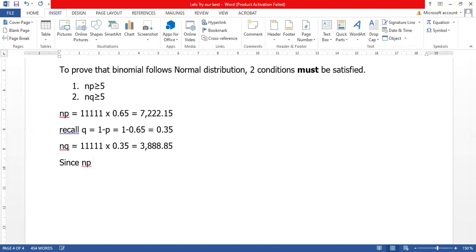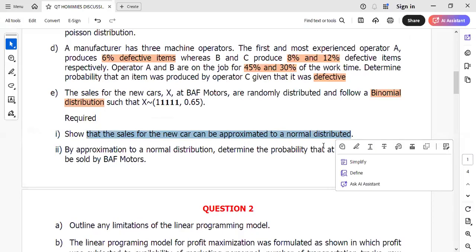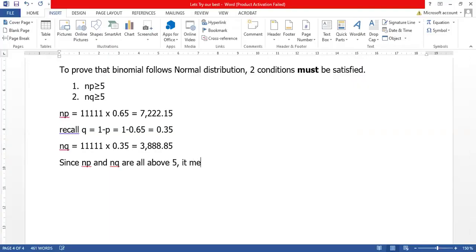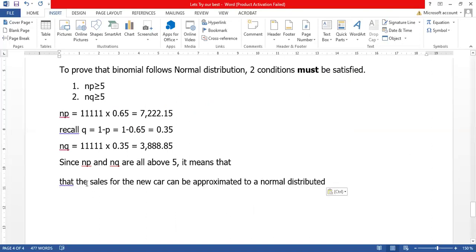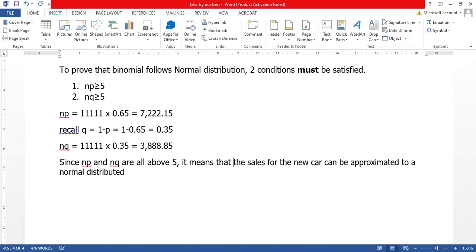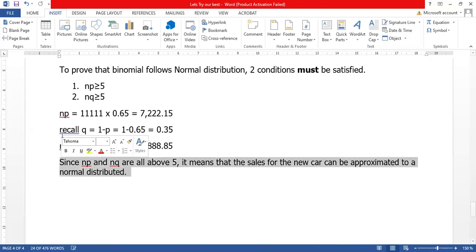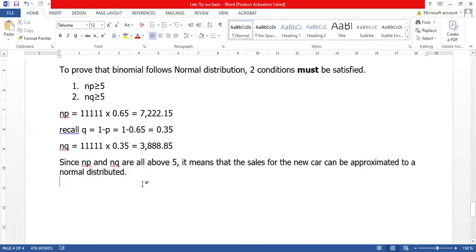So conclusion: since any P and any Q are all above 5, since NP and NQ are all above 5, then it implies that the cells for the nuka can be approximated to the normal distribution. And that's all. That's all for part A.